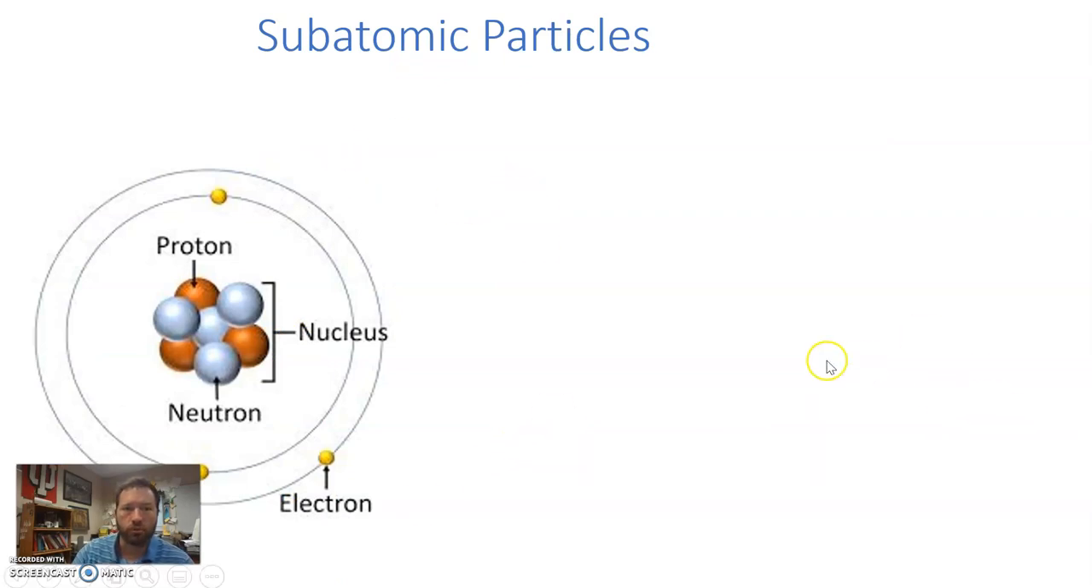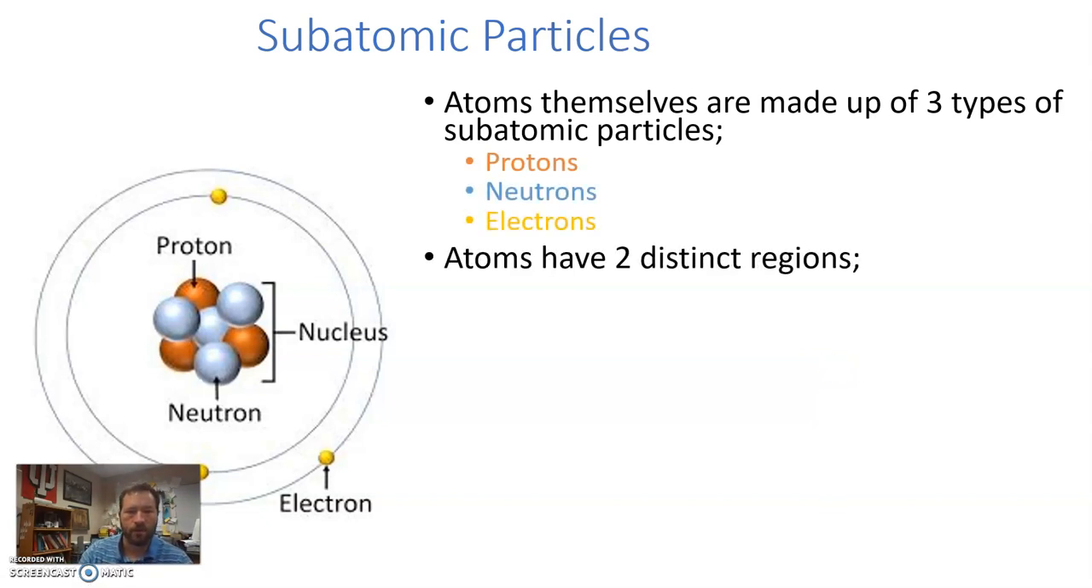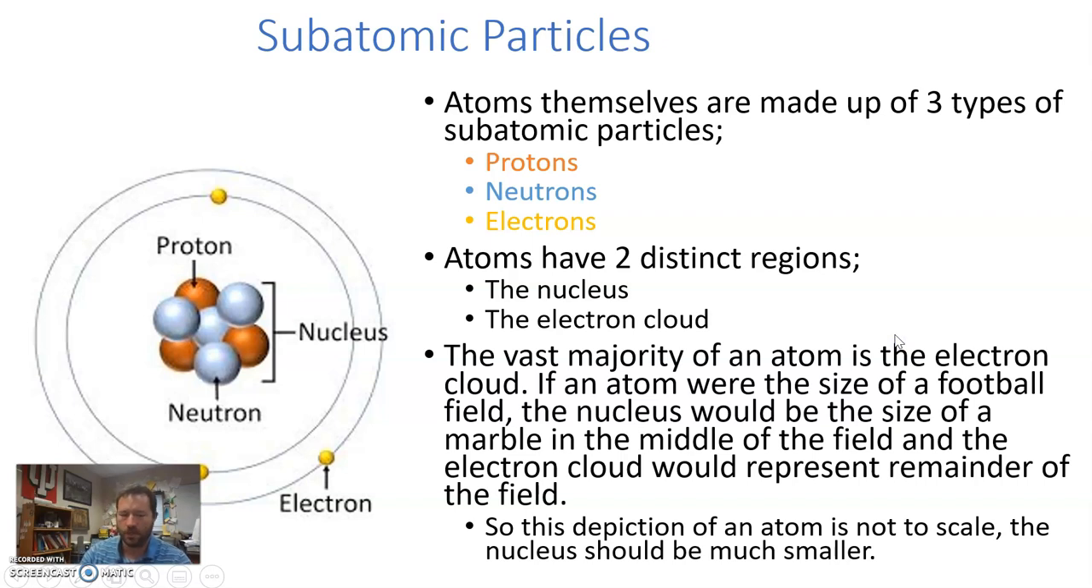Atoms are comprised of three subatomic particles: protons, neutrons, and electrons. Atoms also have two distinct regions. There are two parts to an atom. There's the nucleus, which is the central part of the atom, the very middle, the core. And there is the electron cloud, which is all the area that surrounds the nucleus.